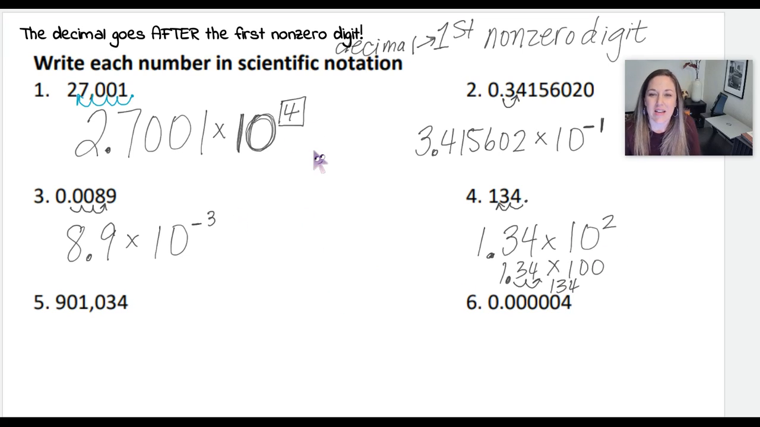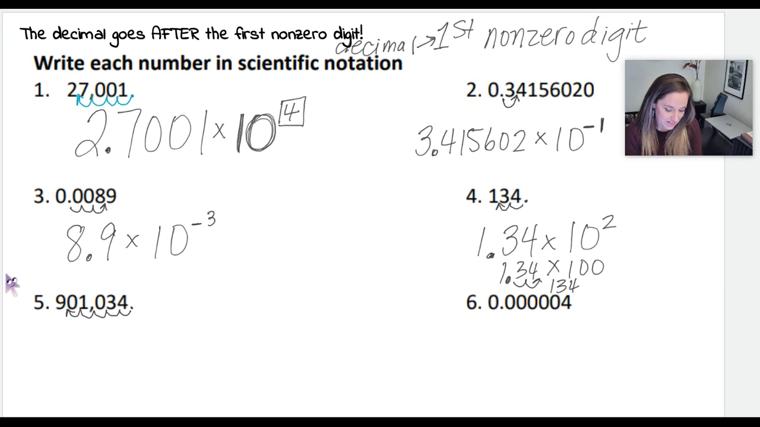And it's okay to get these exponents wrong in the beginning. Just fiddle with it, double check your work and say, oh, I should have made it negative, or I should have made it positive. Okay, looking at number 5, 901,034. So we know our decimal is here. Where do we want it to be? 1, 2, 3, 4, 5. And if you're getting the hang of it, pause the video and test yourself.